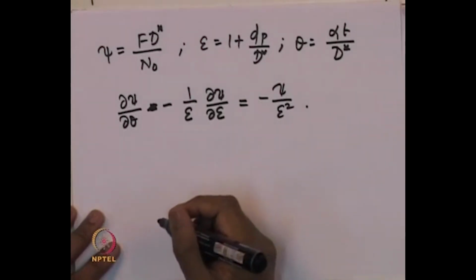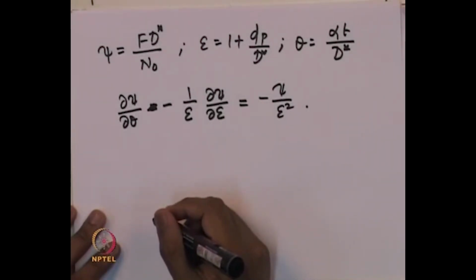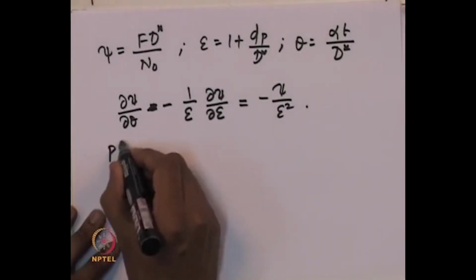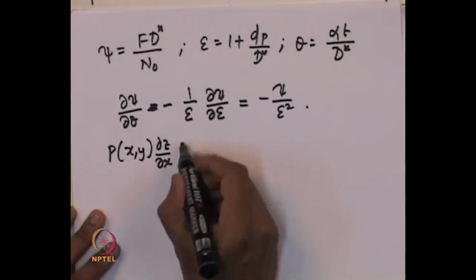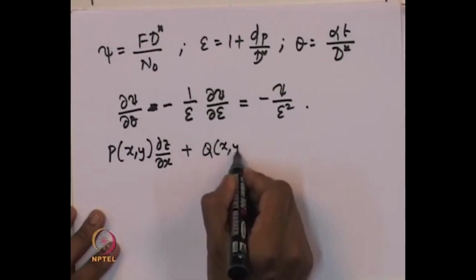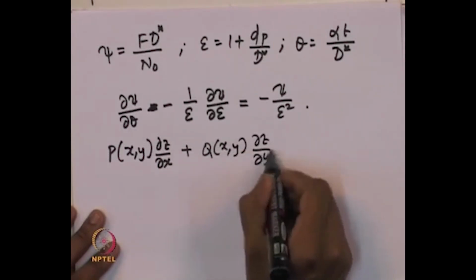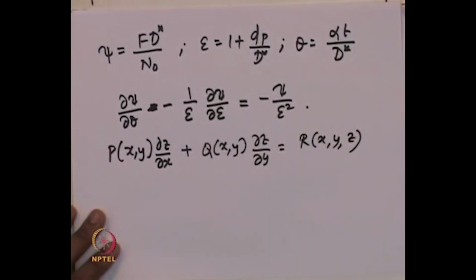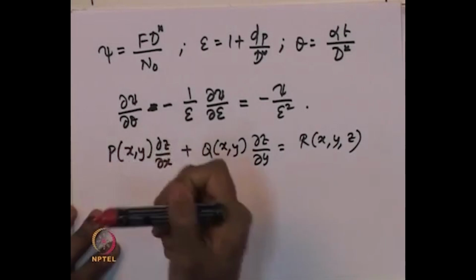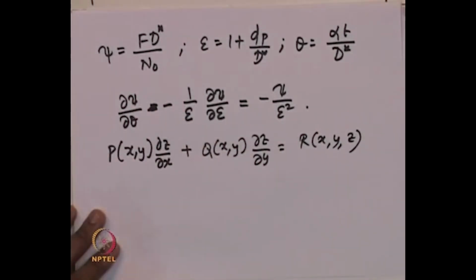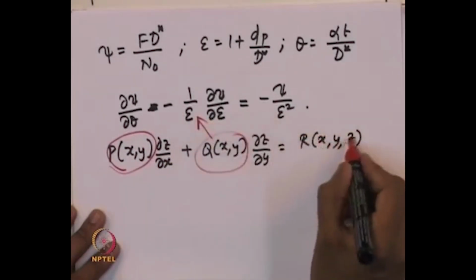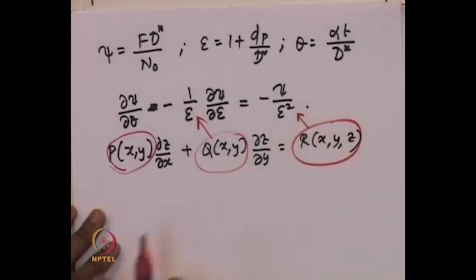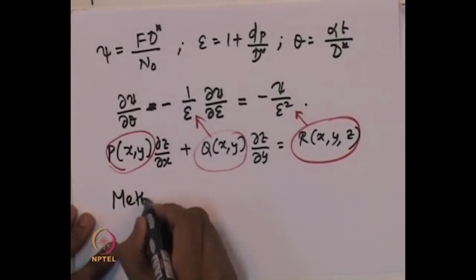This equation is of a very familiar differential equation form, of the form p of x comma y into dz by dx plus q of x comma y into dz by dy, that is equal to r of x comma y comma z. From here we can see that p of x comma y is nothing but 1, q of x comma y is like 1 by epsilon, and r of x comma y is like minus psi by epsilon square. So, the way to solve this equation is to use the method of characteristics.